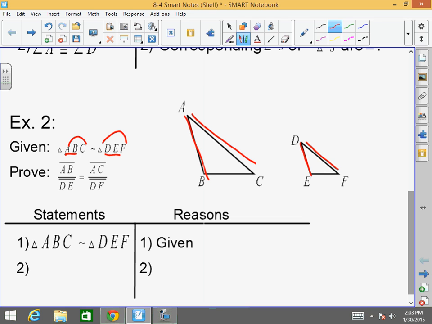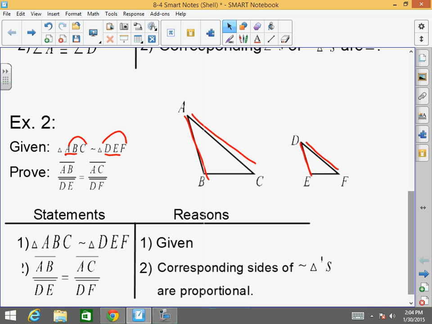It's exactly like the CPCTC. It's just definition of similar triangles. No, you cannot use CPCTC. You can say either definition of similar polygons, or you can say corresponding sides of similar triangles are proportional. You can say either one of those two.